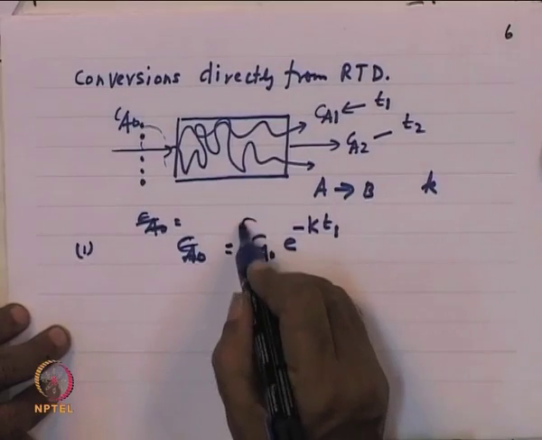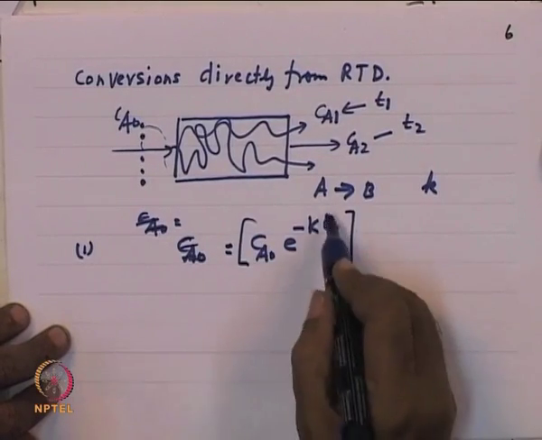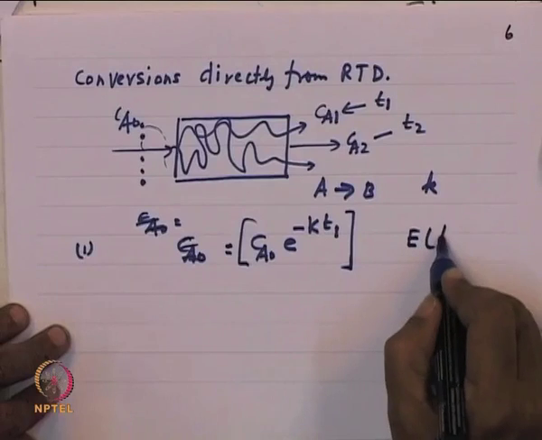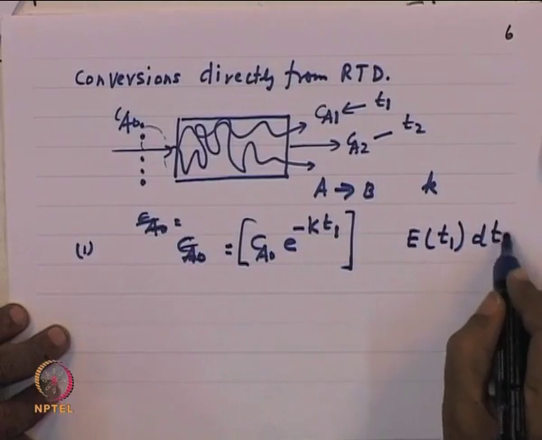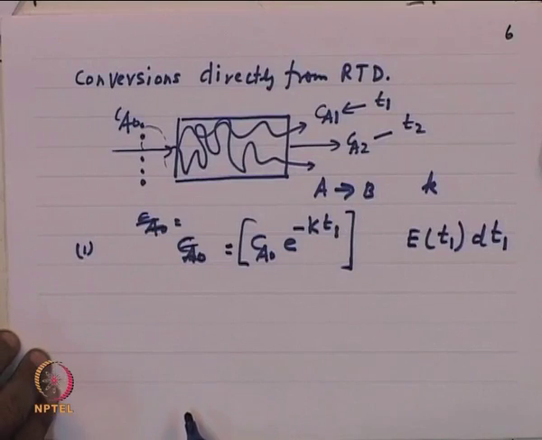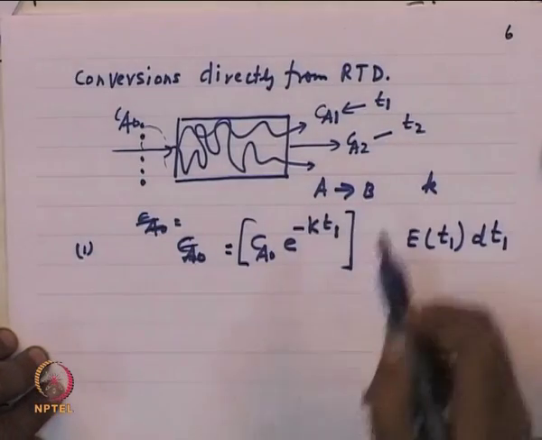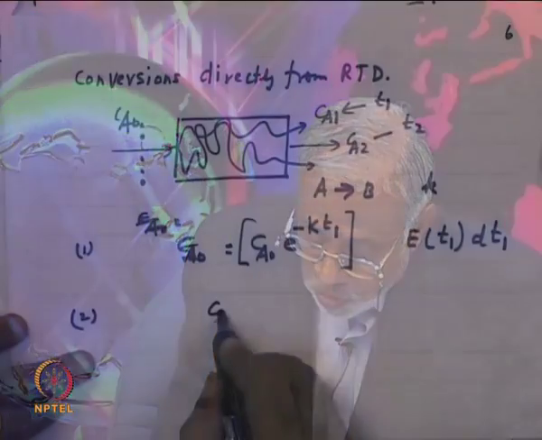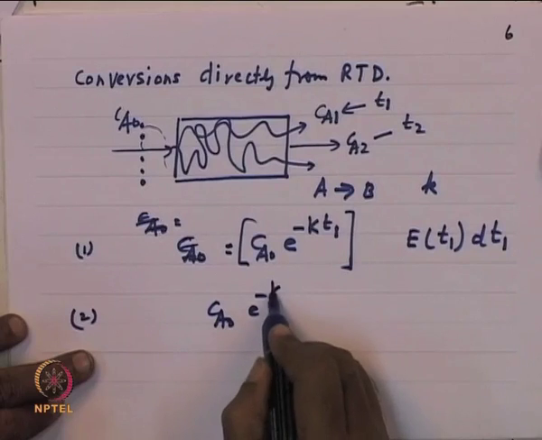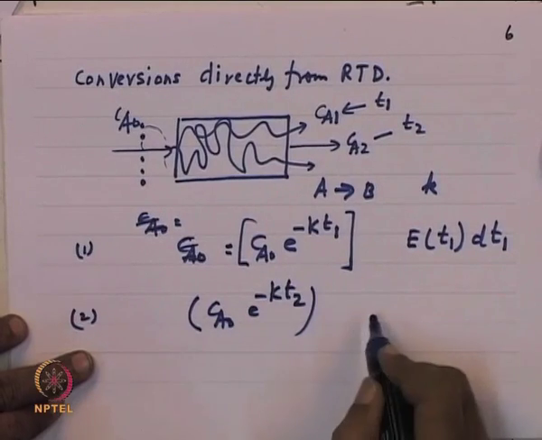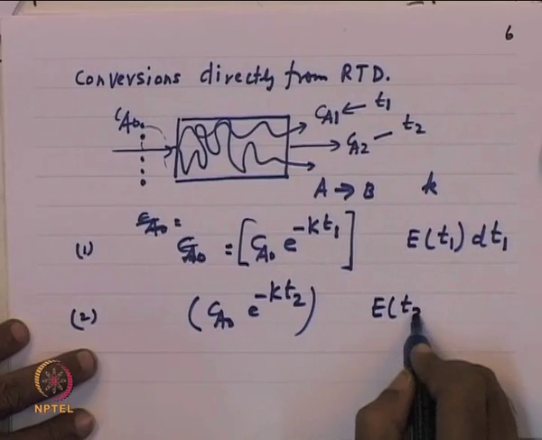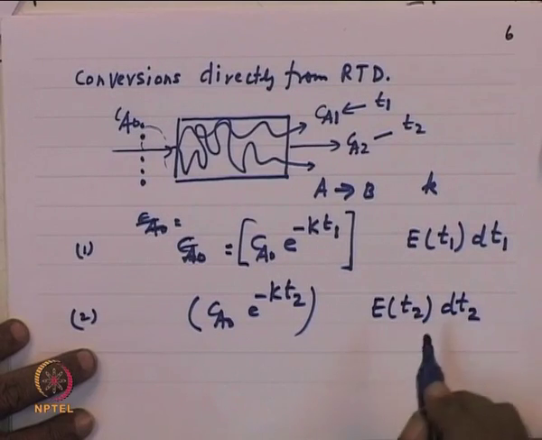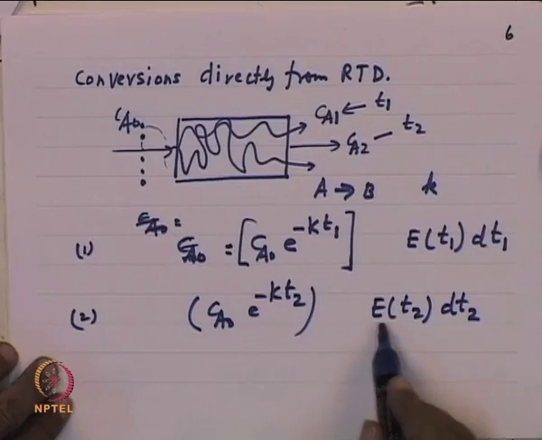And what is the fraction of material that belongs to this residence time? If you know the E function, it is E(T1) dT1 that is the fraction that belongs to a time of residence in the equipment of T1 seconds. This is something that comes out of your RTD analysis. There is another fluid element, 2, which starts at Ca0, but reacts for a residence time T2, and the fraction of fluid elements in the equipment that belongs to time T2 is E(T2) dT2.